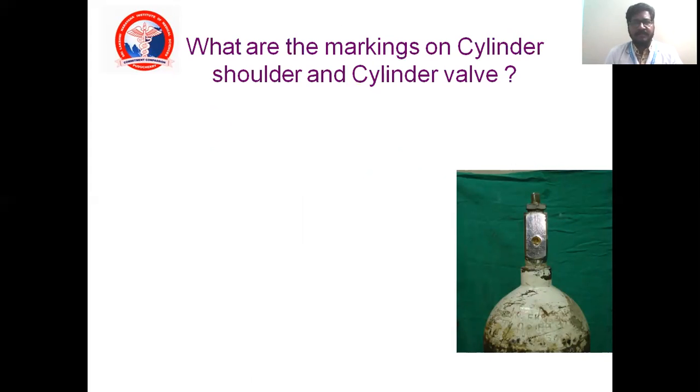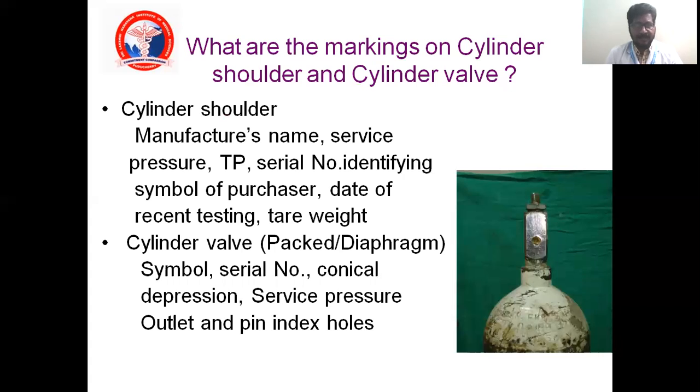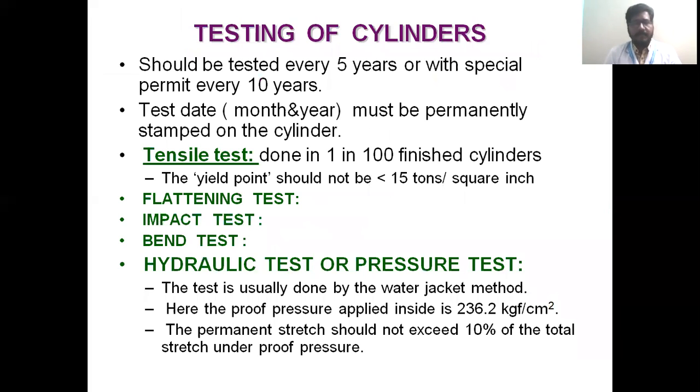What are the markings on the cylinder shoulder and cylinder valve? As I discussed earlier, there are a few markings on the cylinder shoulder and cylinder valve, which we will be discussing now. The cylinder shoulder contains the manufacturer's name and the service pressure, that is, the service pressure at which it is filled, the serial number, the identifying symbol of the purchaser, the date of recent testing, and the tare weight. And the cylinder valve, which is packed in the diaphragm, contains a symbol, serial number, conical depression, service pressure, outlet, and pin index holes. Now coming to the testing of cylinders.